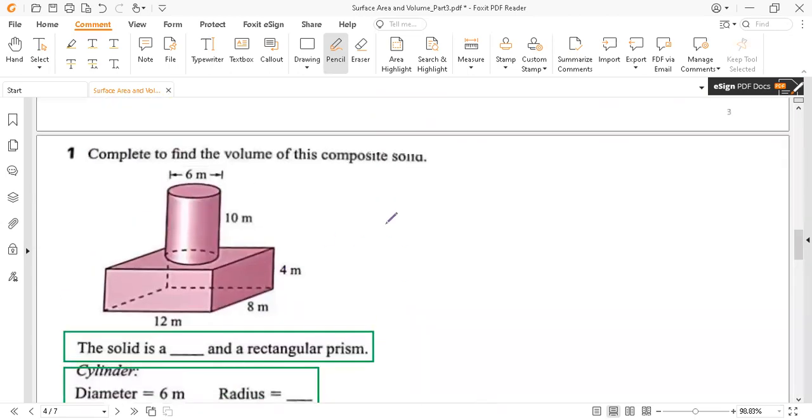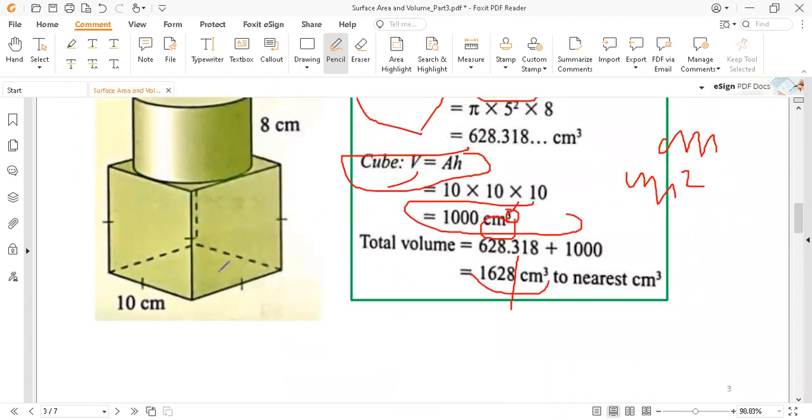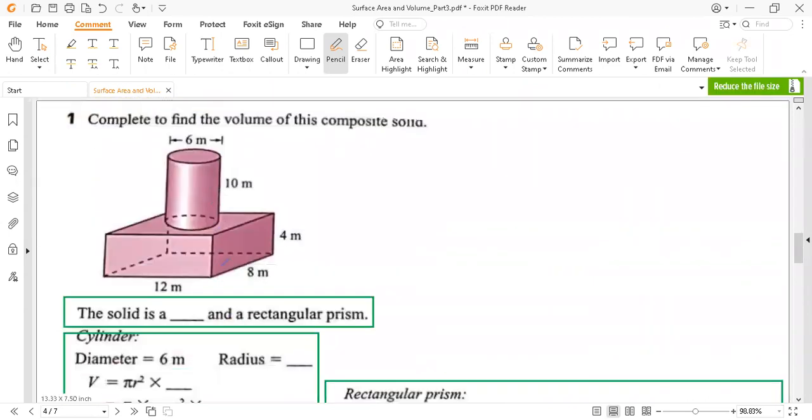So moving on to the next exercise, we have similar exercises, not very strange and not very difficult. So let's find the volume of this composite solid. Instead of having a cube at the bottom of the cylinder, we have a rectangular prism, because all the faces are rectangles.